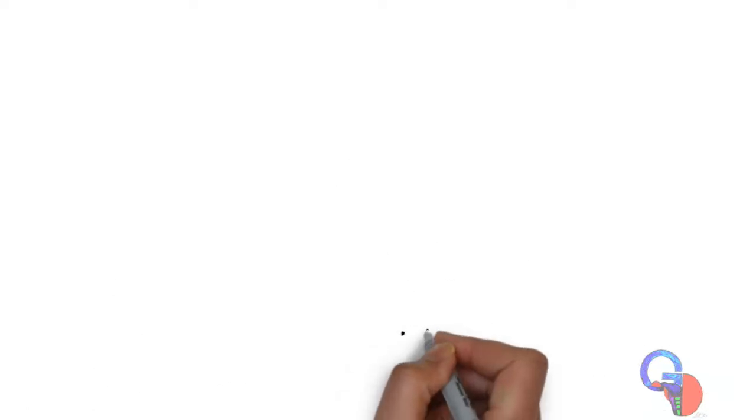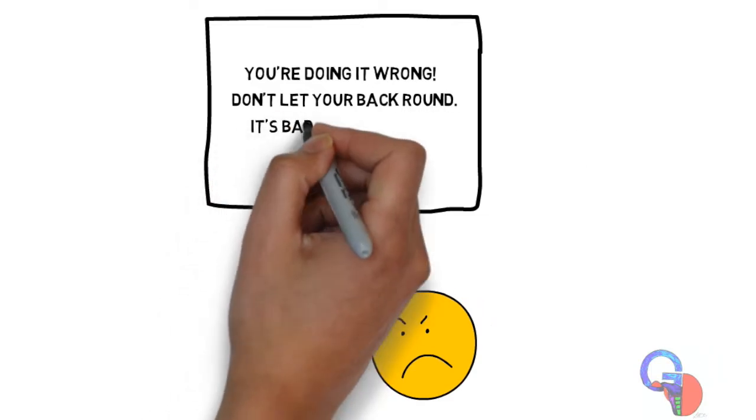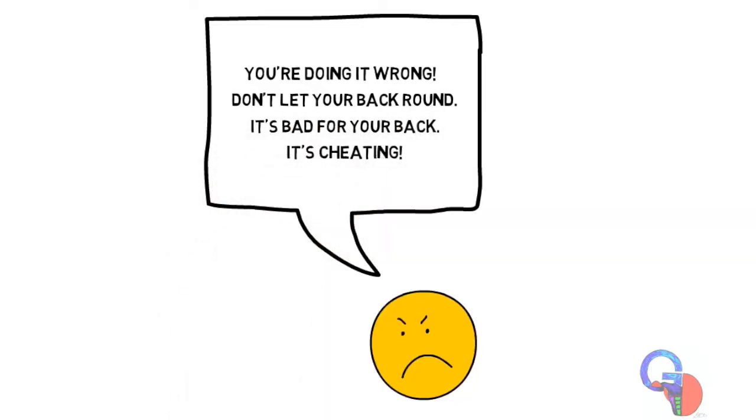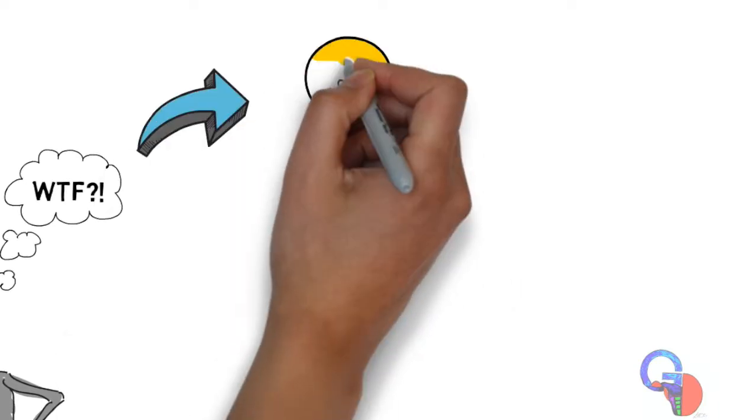Suddenly my friend stops me and says, "You're doing it wrong. Don't let your back round. It's bad for your back, and it's cheating." I have considered his points many times and have wanted to make some counterpoints.